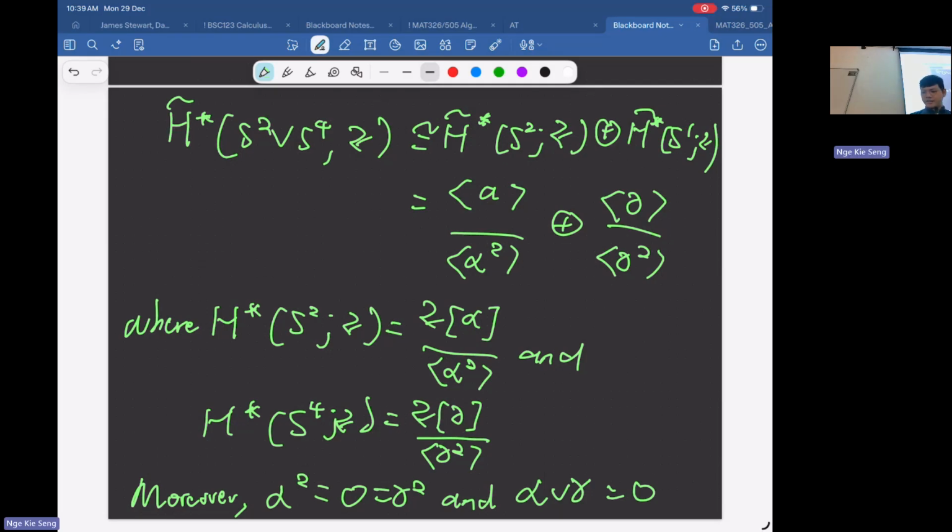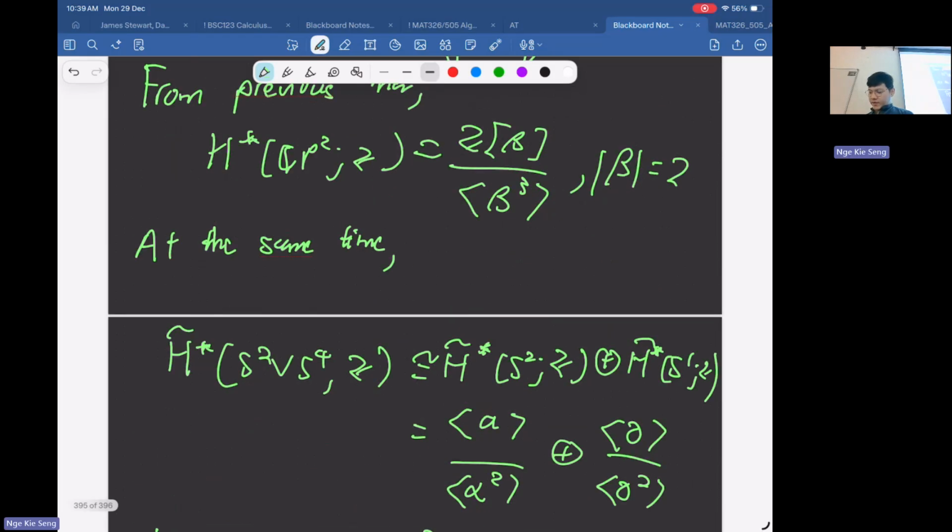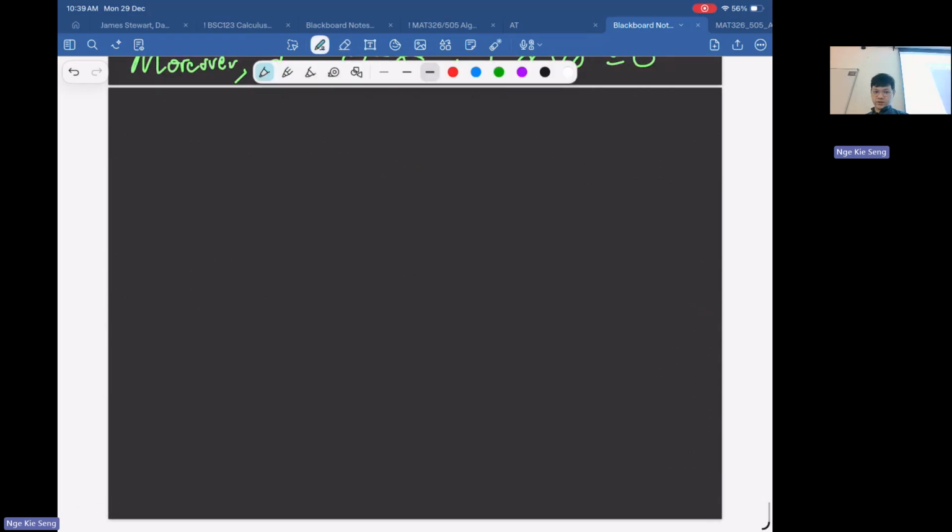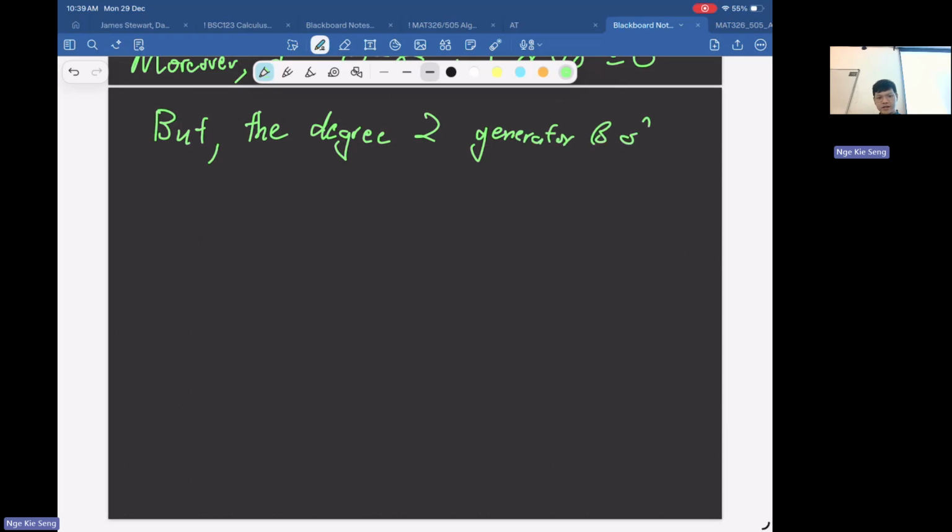Okay, but in this case here, because we try to assume by contradiction that these two are isomorphic, we try to say that these two things are isomorphic. Wait, let me show you. But what's the generator in CP2? The cohomology of CP2, the degree 2 generator. But the degree 2 generator here doesn't square to 0.